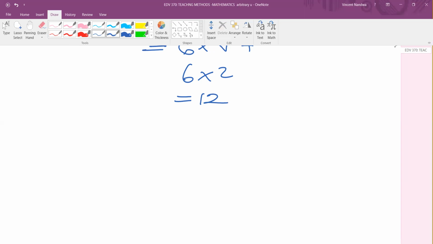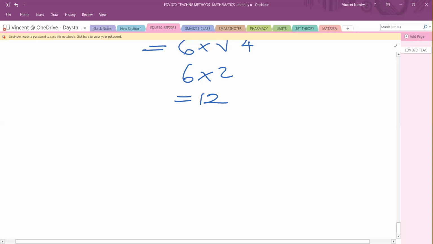Yeah, and then also we'll review it maybe in the next session. Sasa number 7 nasema evaluate the following limits. Sasa hapa talk about the limit process. So these are now where they are testing methods of evaluating limits.